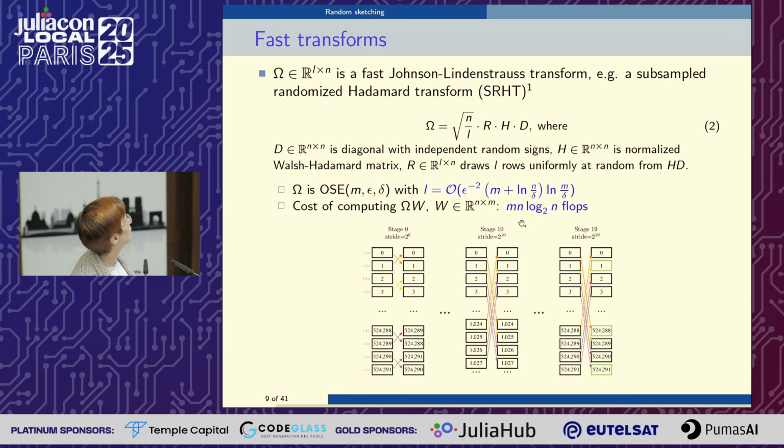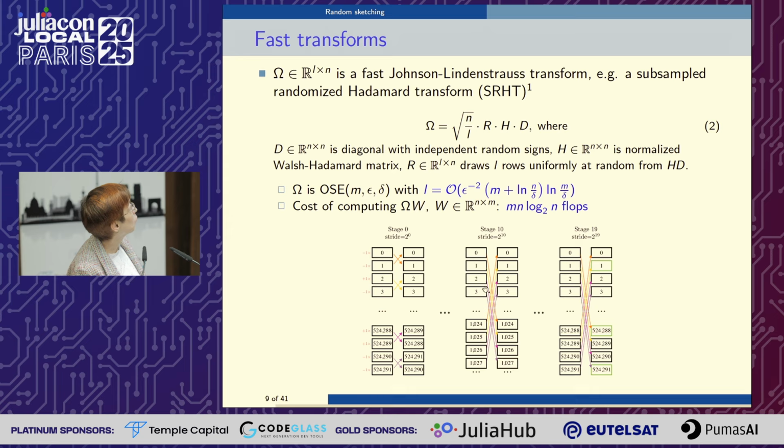And so another class of matrices is formed by the fast transforms. In this case, one example is a subsampled randomized Hadamard transform, which has this form here. When we sketch a vector, we first apply a diagonal matrix with independent random signs. Then we apply a normalized Walsh-Hadamard transform matrix. Then we sample some rows from the obtained vector, and then we rescale. And if you think in terms of computation, because this is a Walsh-Hadamard matrix, it has a fast Fourier transform-like application to a vector.